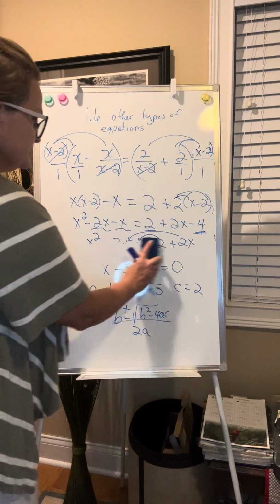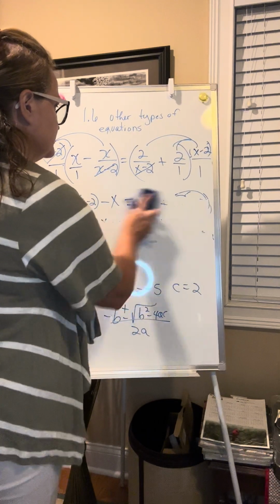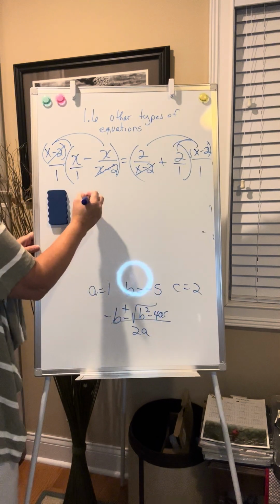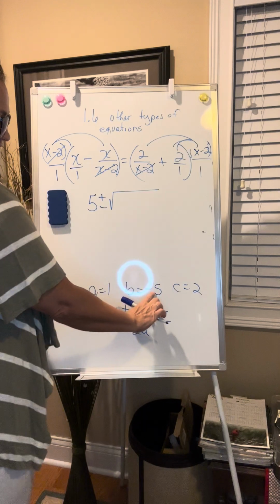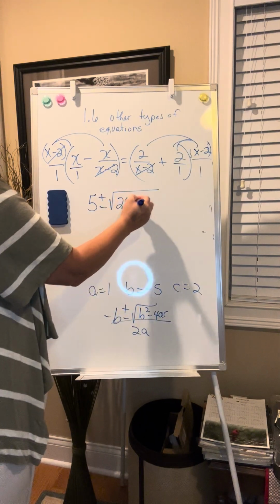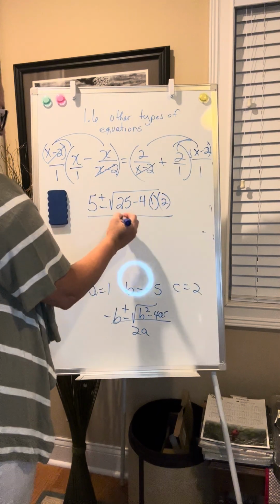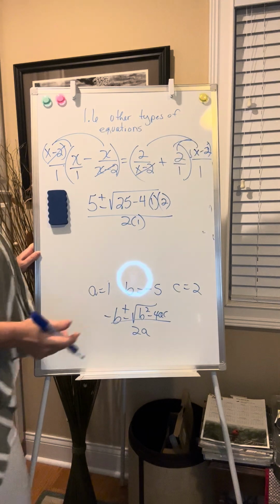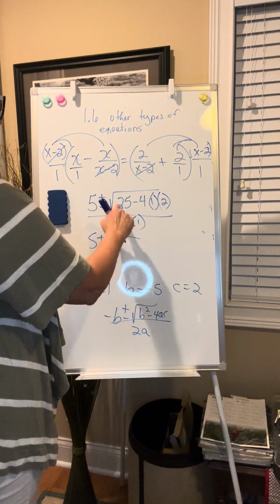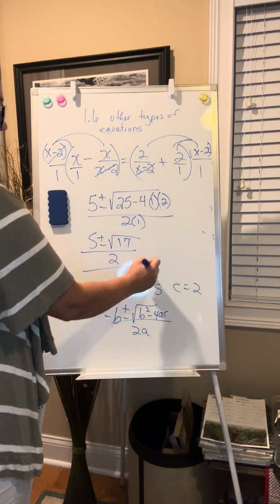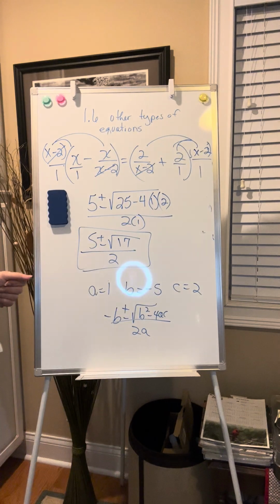Okay, and I'm going to erase a little bit to make some room to work that with you. So the solution would be the negative of b, which makes it positive 5, plus and minus the square root of b squared, which makes it 25, minus 4 times the a value times the c value, all over 2 times the a value. That's 5 plus and minus the square root of 25 minus 8, which is 17, over 2. And then that would be the final. You could not reduce that really. The 17 does not reduce in this radical, and that would be the way you could leave your answer.